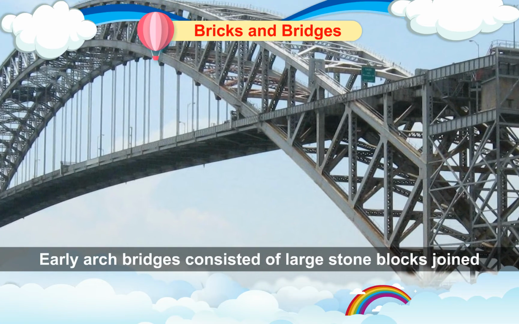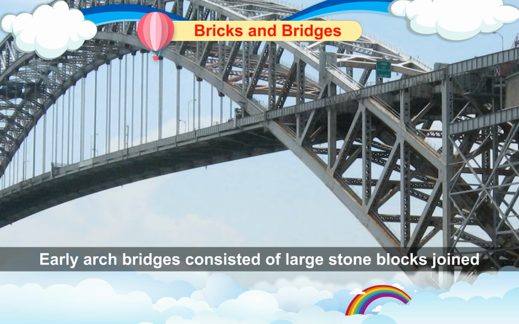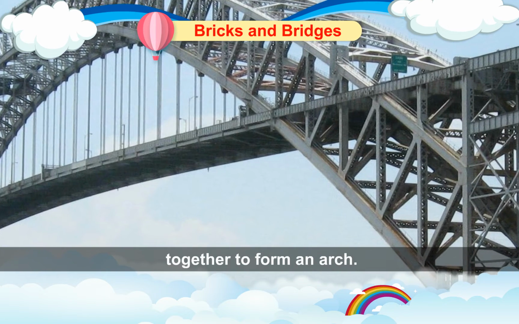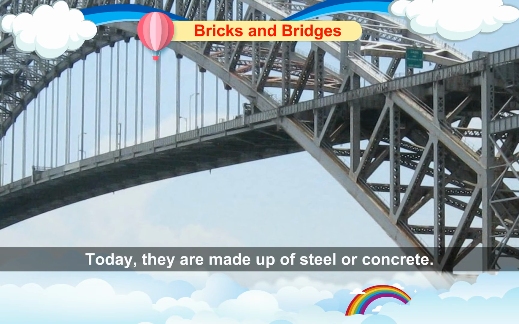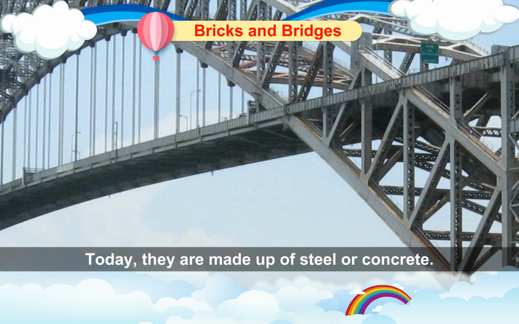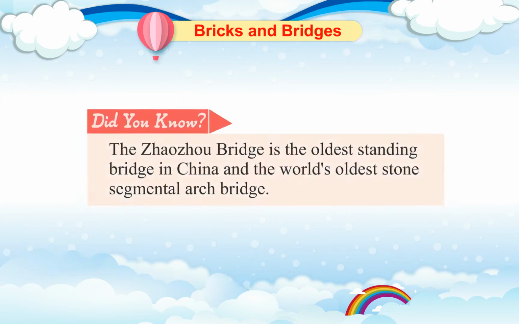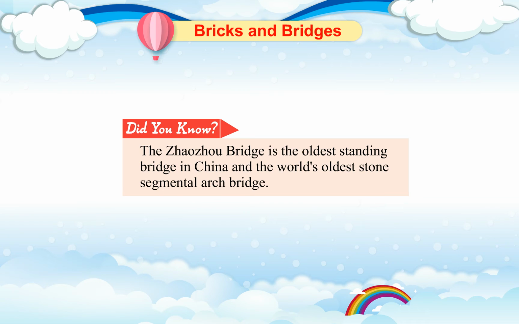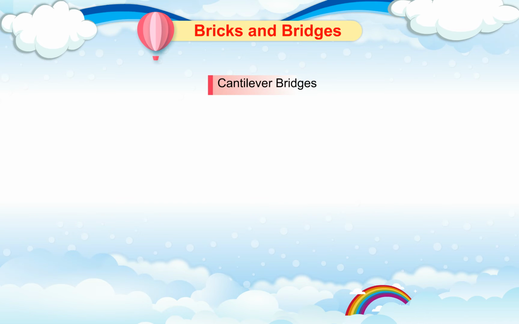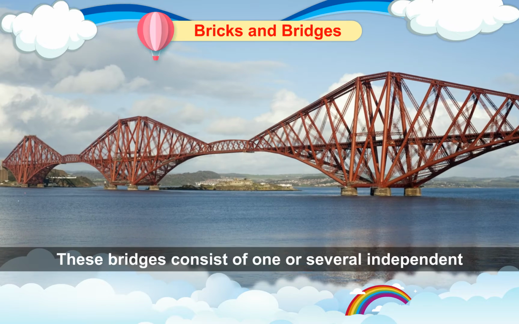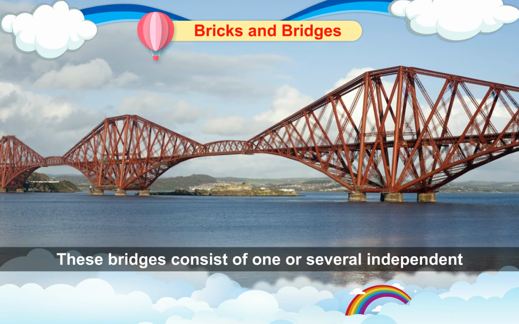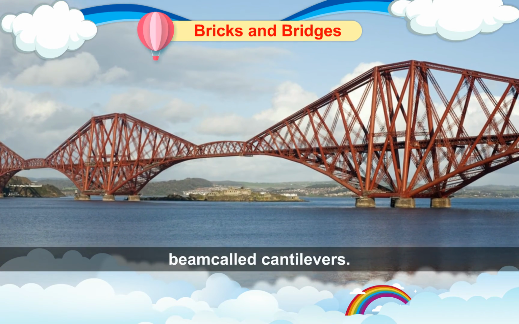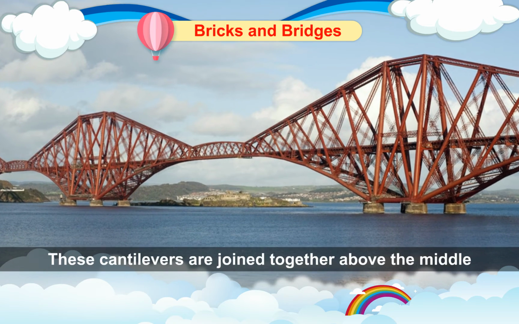Early arch bridges consisted of large stone blocks joined together to form an arch. Today, they are made up of steel or concrete. Did you know? The Zhaozhou Bridge is the oldest standing bridge in China and the world's oldest stone segmental arch bridge.